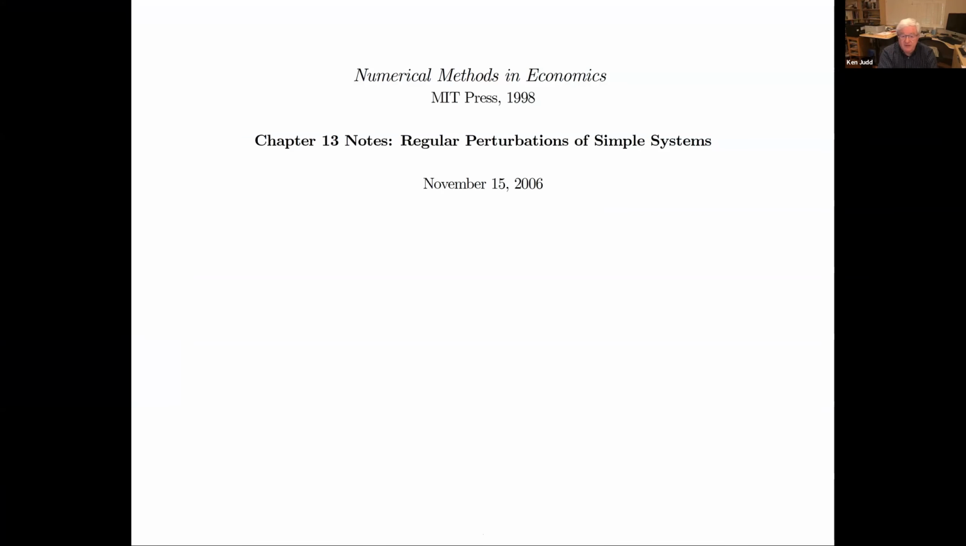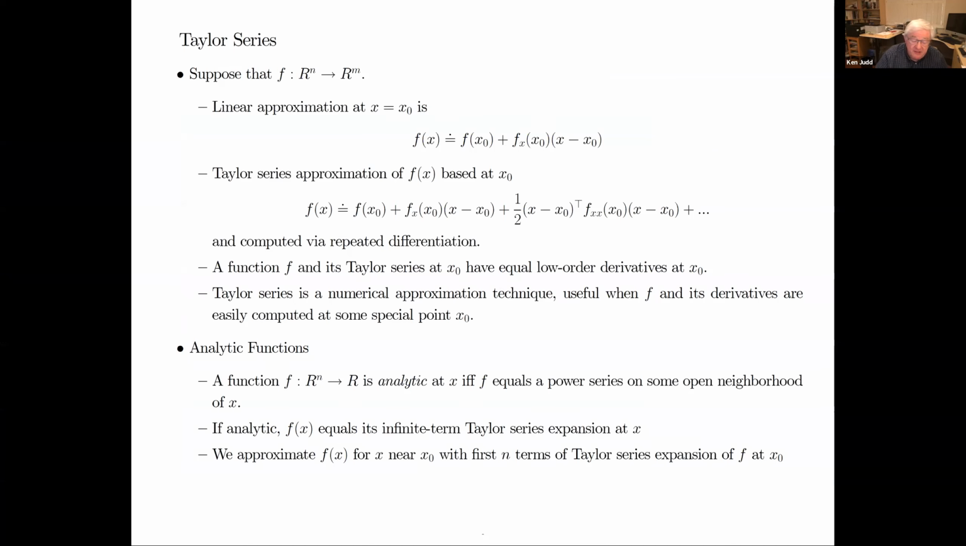Here we have, by the way, these notes are old, but I looked at them and they're still valid. Now, let me remind you of the Taylor series from approximation theory.